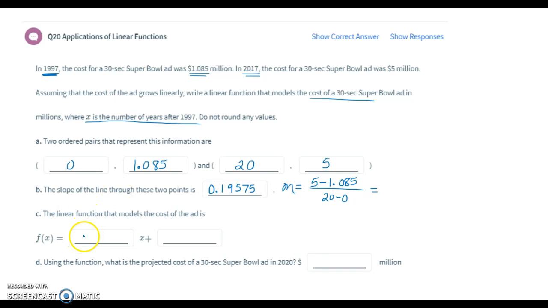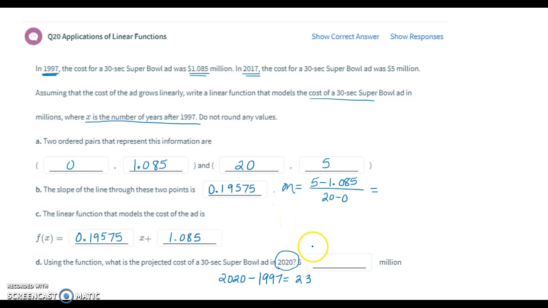So our linear function, again, we know our slope and we know an initial value. So our y equals mx plus b is 0.19575x plus b, which is 1.085. Now, to use this function, we want to find the projected cost of the ad in the year 2020. So we have to figure out how many years 2020 is after 1997, and that is 23 years.